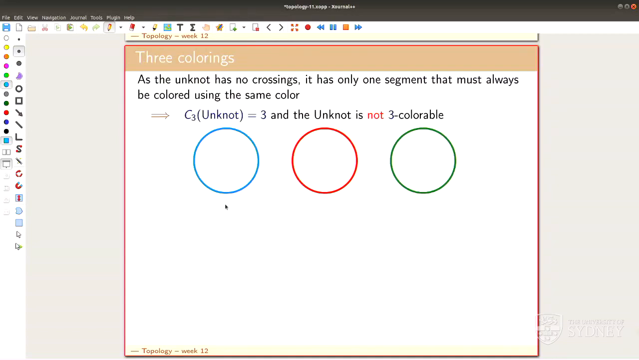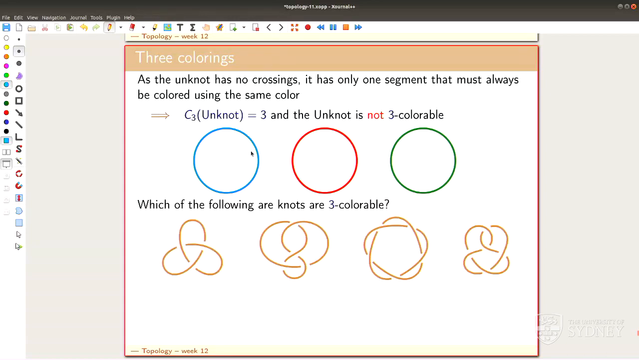So for the unknot, well, there are exactly three colorings, the monochromatic blue one, the monochromatic red one, and the monochromatic green one. So the unknot always ends up as being three. So every knot that has more than three is not the unknot. That's the whole point. As soon as you have bigger than three, it's not the unknot. So we would like to apply that to knots and see what comes out.